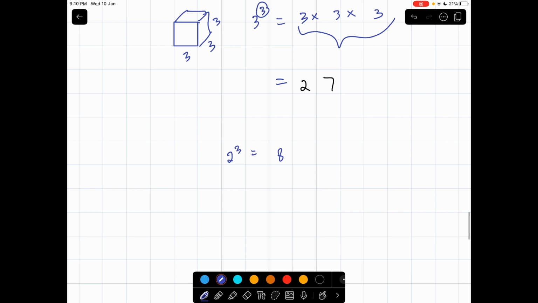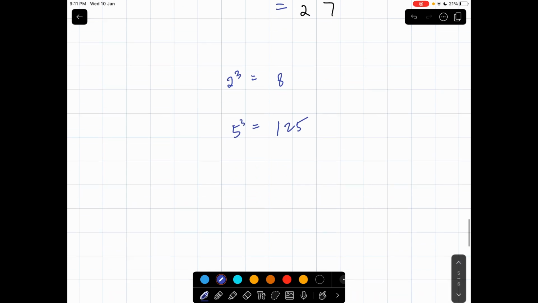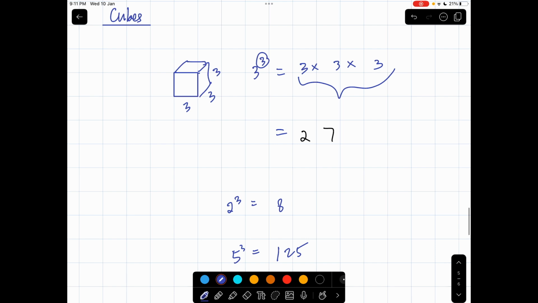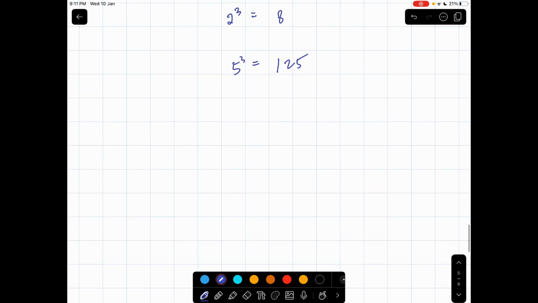Let's go a bit harder. 5 cubed. 5 times 5 times 5. I think we may need a calculator here. Okay. So the answer is 125. Give yourself a round of applause if you got it. Pardon my English. Alright. Now we are done with cubes. So same as squares, there are perfect squares, and also there are perfect cubes.